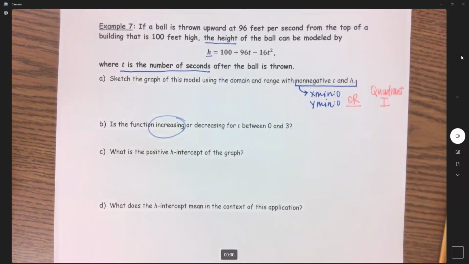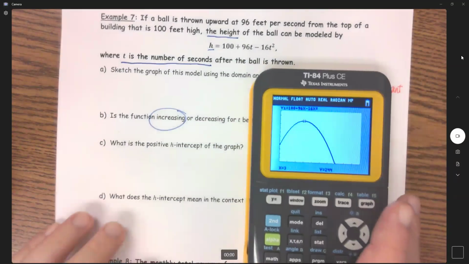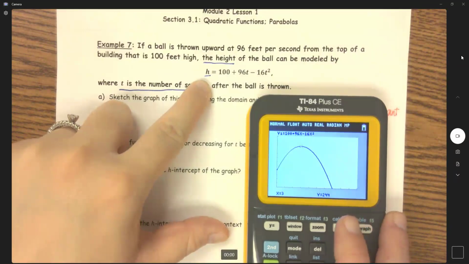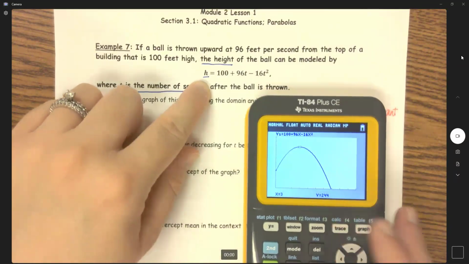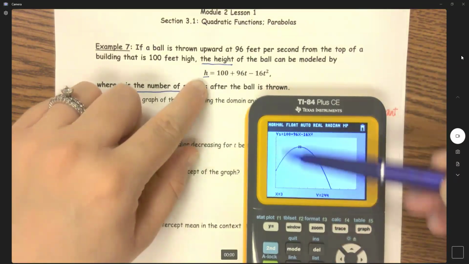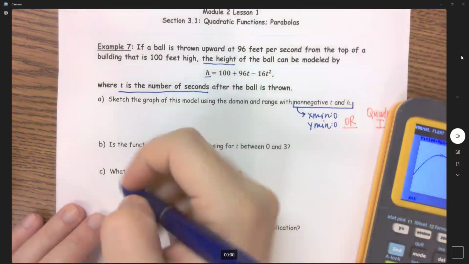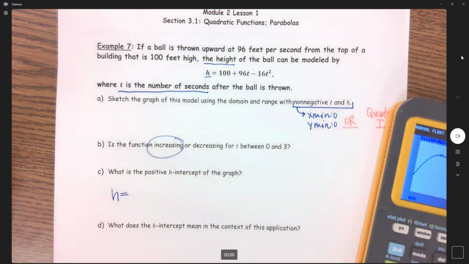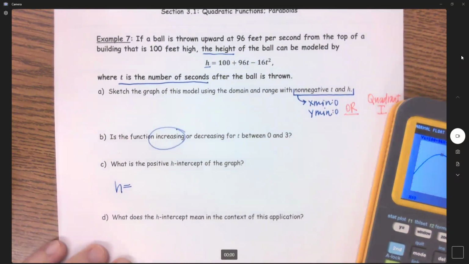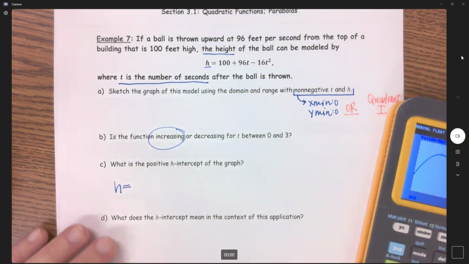Now, C wants to know what is the positive h-intercept of this graph. What are they talking about here? Well, usually this is y equals, and here it's h equals. So they're talking about this y-intercept here. We can do this one of two ways. If I just use my equation and plug it in, to have an h-intercept, that means my t would have to equal 0. So I'm going to plug in a 0 for t.